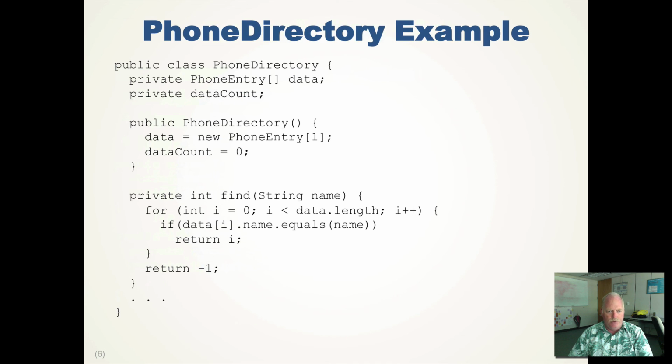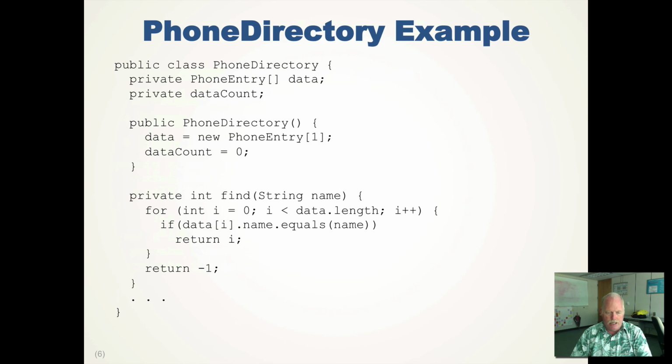So there's our class. In our constructor we create a new PhoneEntry array. We could use size 1, we could do size n, whatever, it doesn't matter. We initialize it, and then if we want to find the index of something, we have a private method, find, that does a linear search and returns the index of the phone entry with that name. So we go from 0 to data.length - 1. If data[i]'s name is equal to the name we're looking for, then we return the index, else we return -1.